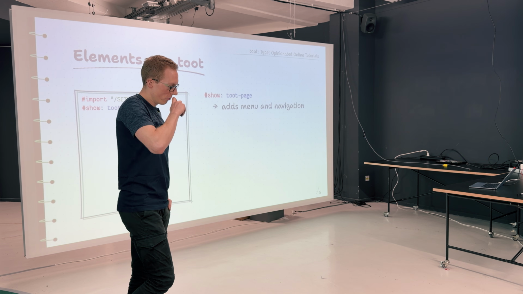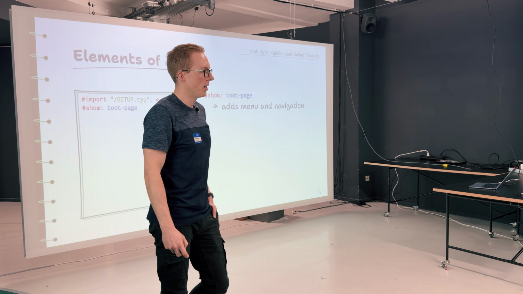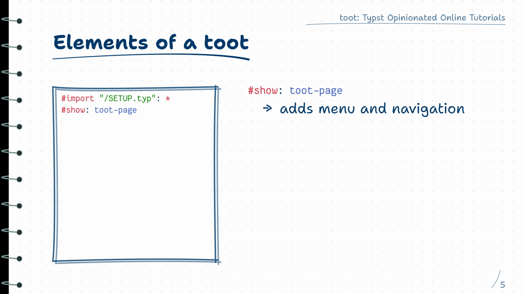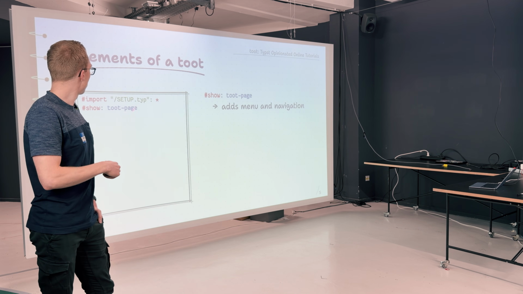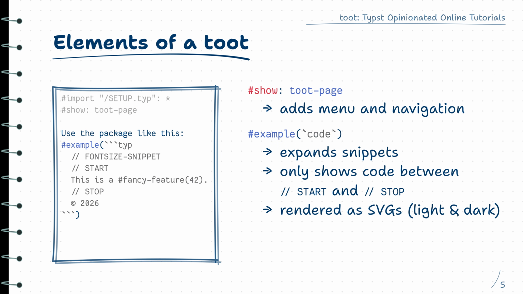So how would you go about writing such a Toot tutorial yourself? It's mainly 3 elements, I would say. So you start off by importing from a special setup file that you have as part of your project, and that's kind of like a configuration file. And it provides you with 3 things. One is this toot-page function, which is a template function that adds the menu and navigation and stuff. Then you write the content, and there you can use those examples.